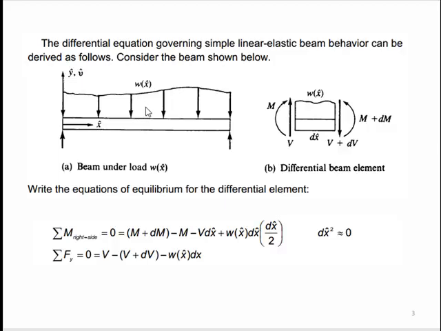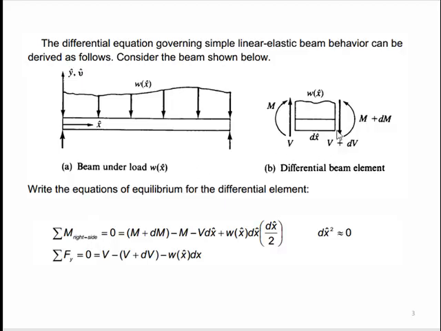We will consider a small element of this beam, and the shear force on this face is v and the moment is m, and after a small distance dx, the shear is v plus dv and the moment is m plus dm. The load acting on this small piece of element is omega x. So we write down the equations of equilibrium for this differential element, and first let's write down sigma m right side equal to 0.